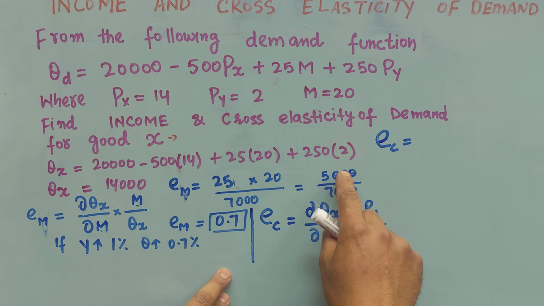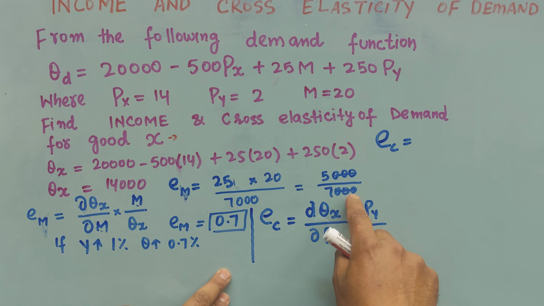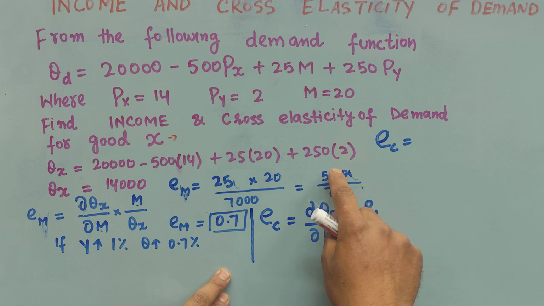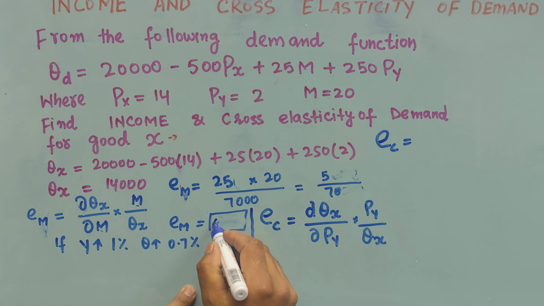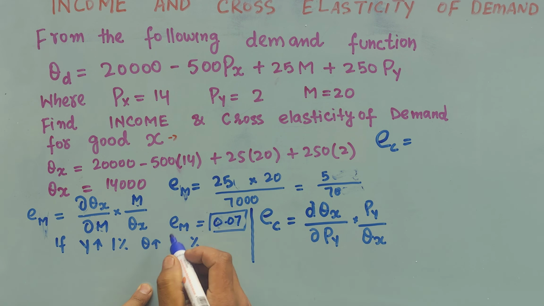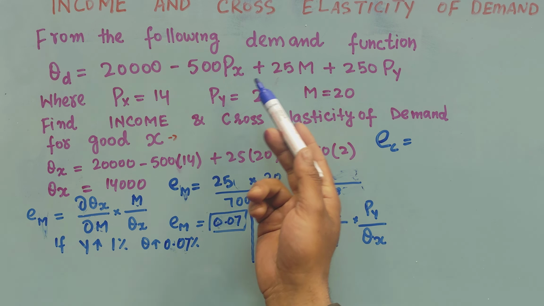So here we have 500 upon 7,000. These two zeros will get cancelled, so we get 5 upon 70 here, which is 0.07. That means if income increased by 1%, quantity demanded of good X will increase by 0.07%. This was a mistake made by me here.